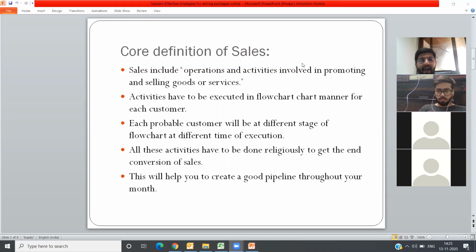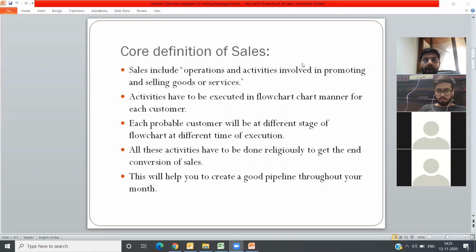So activities have to be executed in a flowchart manner. It shouldn't be that first you send the package to the customer, and then you call the customer. It should be executed in a flowchart manner. It shouldn't be that you send packages first, then you will be calling. Then it will disturb the whole paraphernalia and the end result will be not selling. You won't be able to sell that package to the customer.